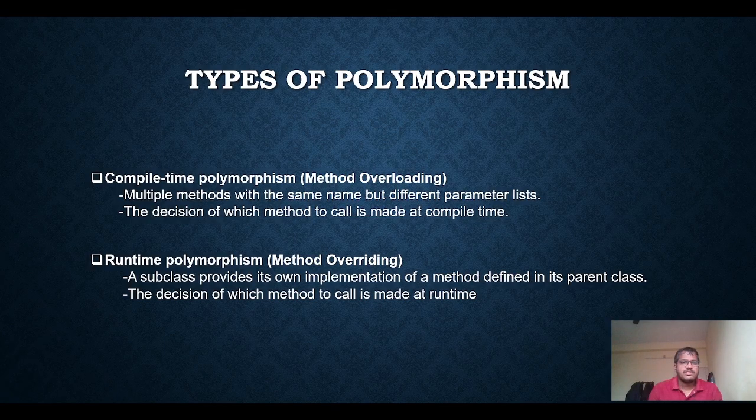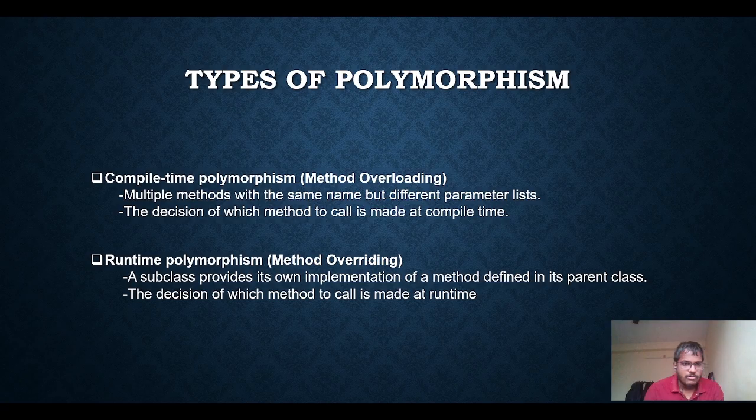In this video we will discuss types of polymorphism. There are two types of polymorphism. The first one is compile time polymorphism. The next one is runtime polymorphism. Compile time polymorphism is also called method overloading, and runtime polymorphism is also called method overriding.